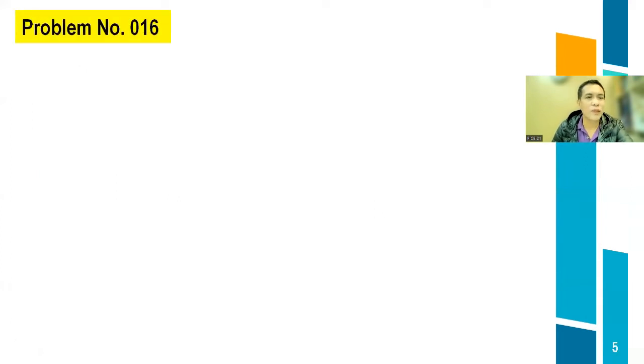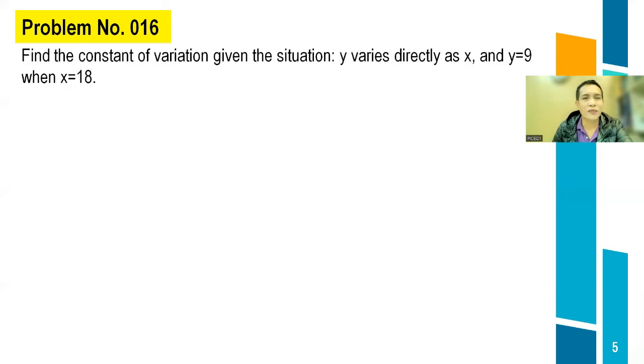Let's go to problem number 016. Find the constant of variation given the situation: y varies directly as x, and y is equal to 9 when x is equal to 18. For the choices, we have A, 1/2, B, 1/4, C, 2, D, 3.